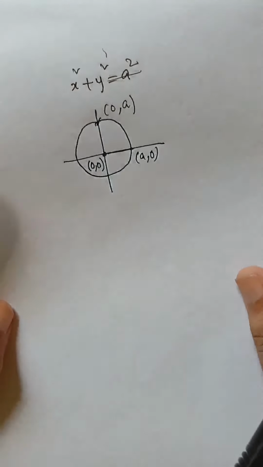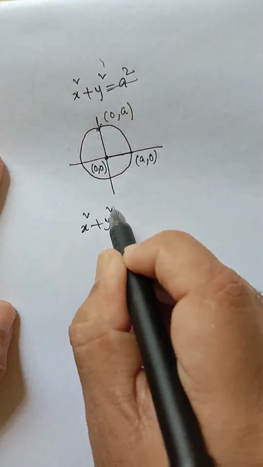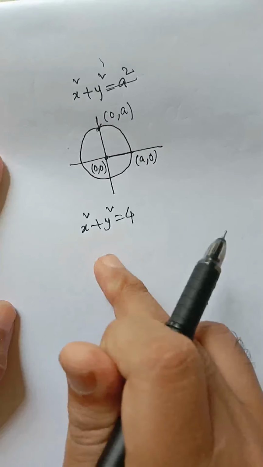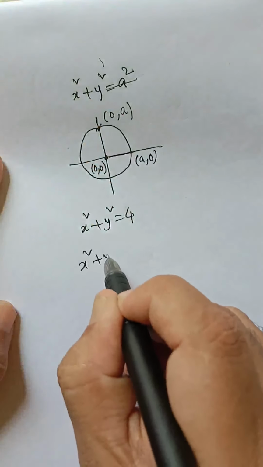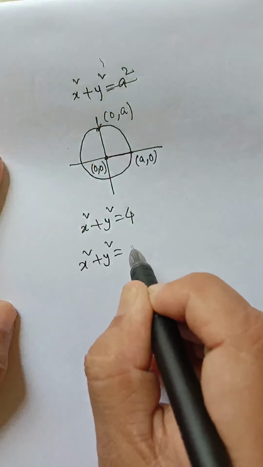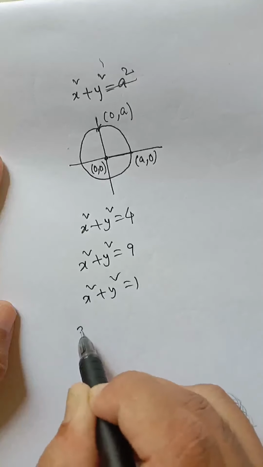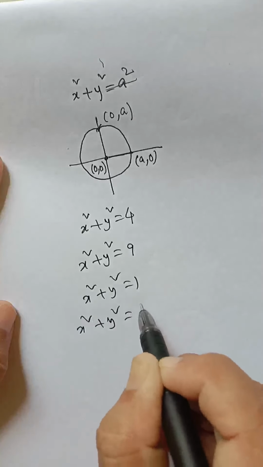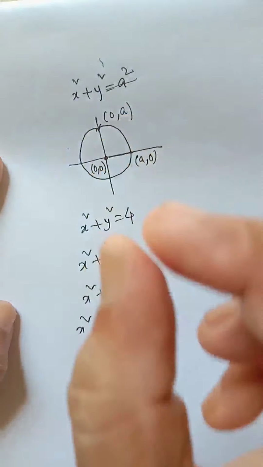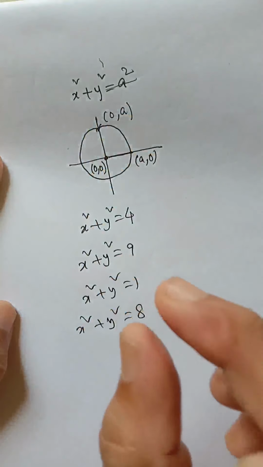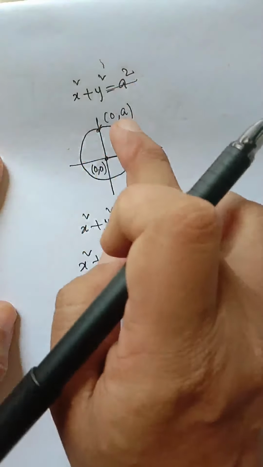Now, if in the question the equation of a circle is given in this way, x square plus y square equal to 4, we will draw this circle. If the equation of a circle is given in this way, x square plus y square equal to 9 or x square plus y square equal to 1 or x square plus y square equal to anything, say 8, we will draw the graph of the circle exactly in this way. We have to draw the rough sketch. And you know, x square plus y square equal to 4 is of this form and its rough sketch will be like this.